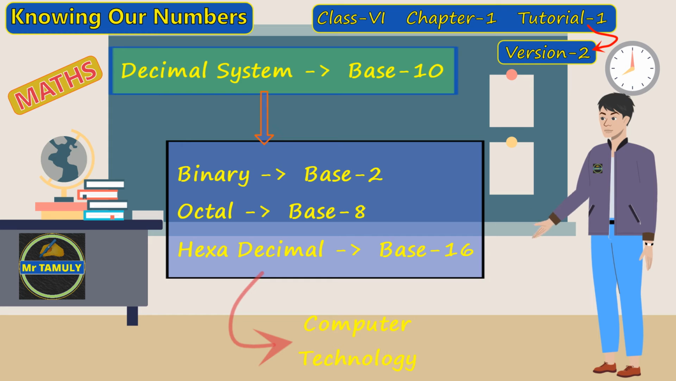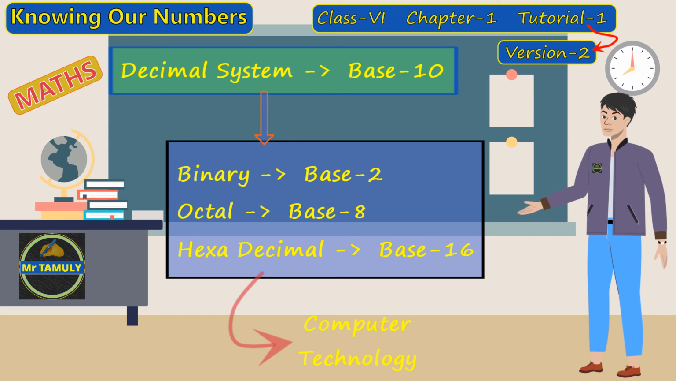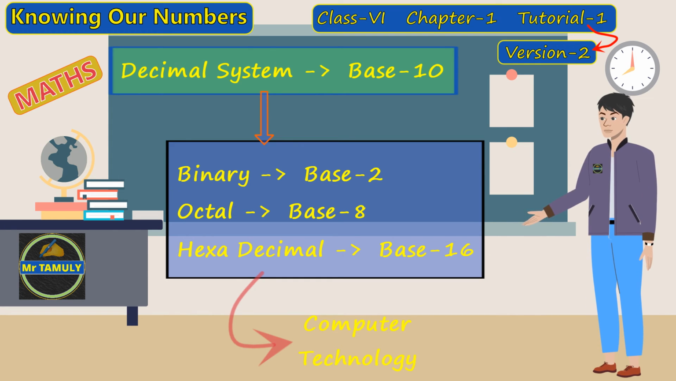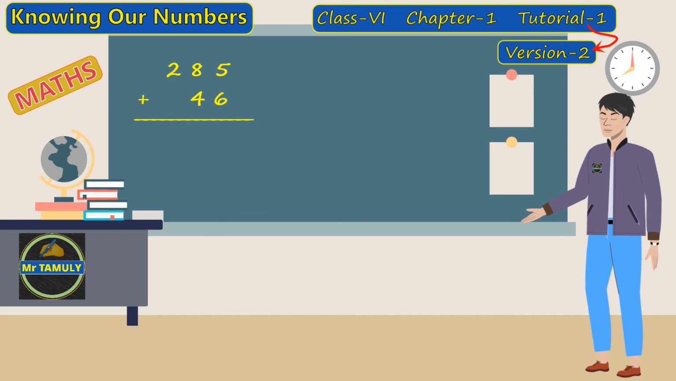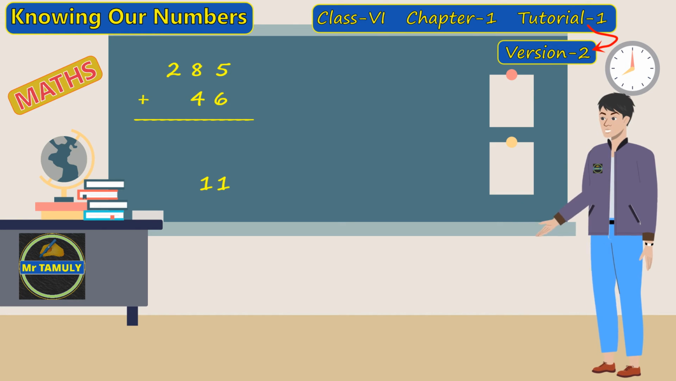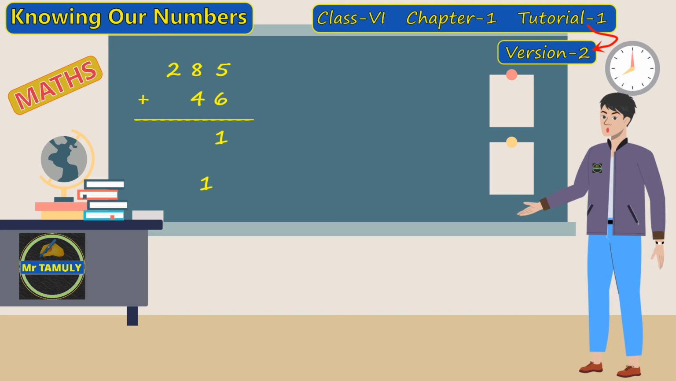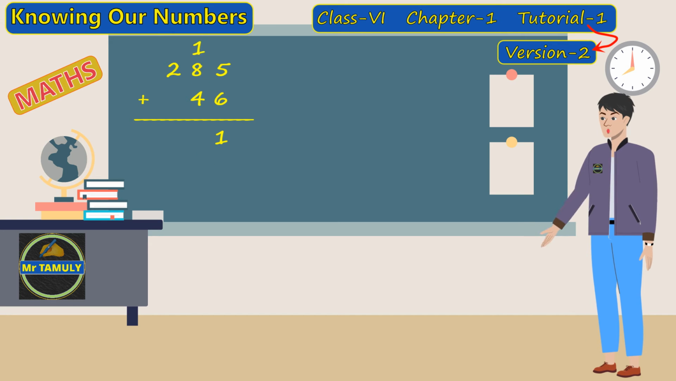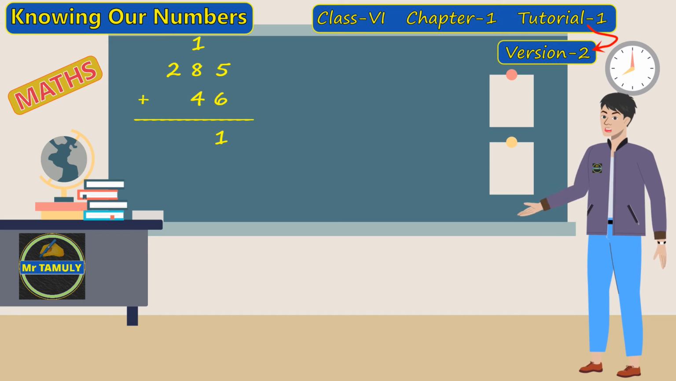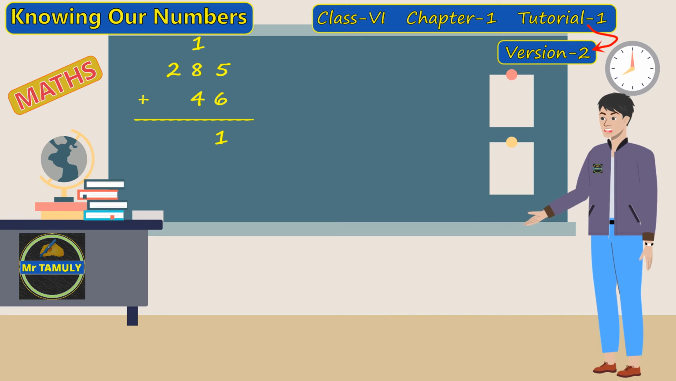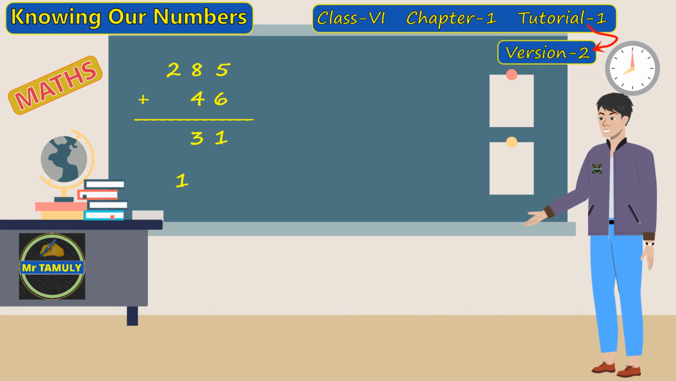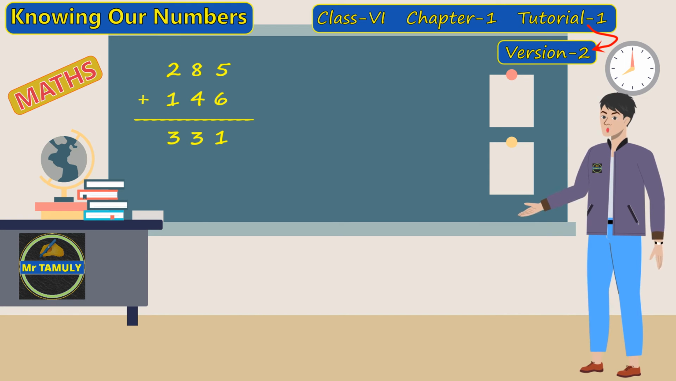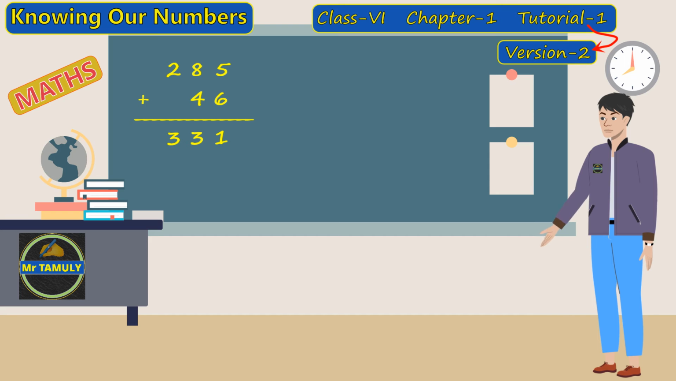Let's look at one more example to try and understand why we call the decimal number system a base 10 system. With 285, let's add 46. 5 plus 6 is 11. So we have 1 in the first position. And we carry over the other one to the second position. Adding the digits in the second position we get 1 plus 8 is 9. And 9 plus 4 is 13. So we write 3 in the second position, and carry over 1 to the third position. In the third position we get 2 plus 1 is 3. So our answer is 331.